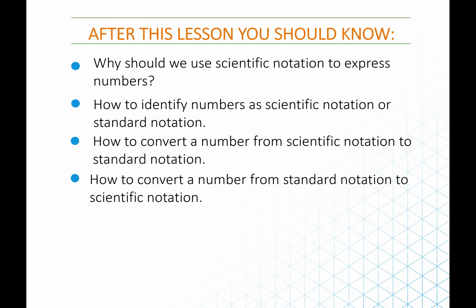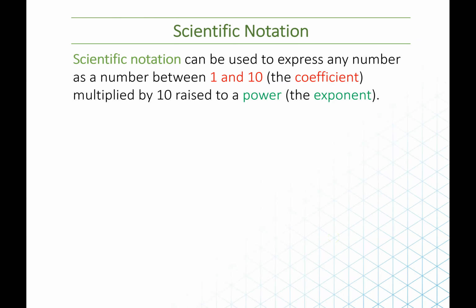After this video, you should be able to tell me why we use scientific notation to express numbers. You should be able to identify numbers as either scientific notation or standard notation. You should be able to convert a number from scientific notation to standard notation and vice versa, from standard notation to scientific notation. Scientific notation can be used to express any number as a number between 1 and 10, which is called the coefficient, multiplied by 10 raised to a power, which is your exponent.